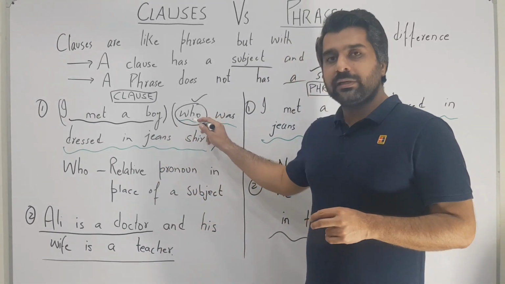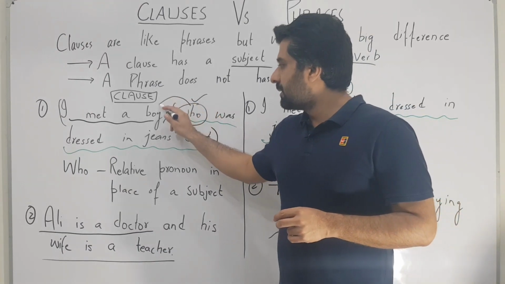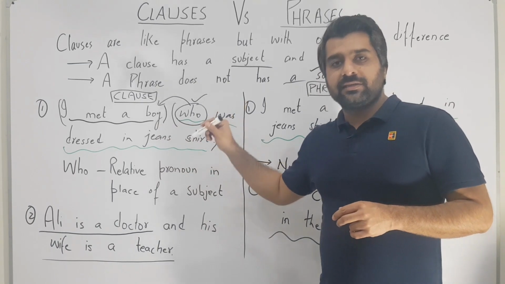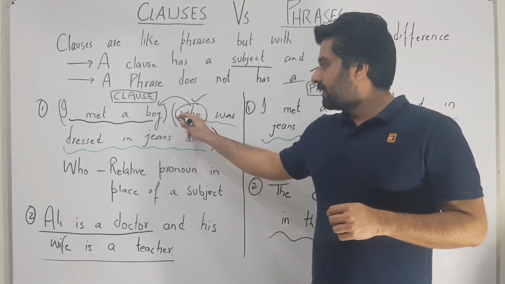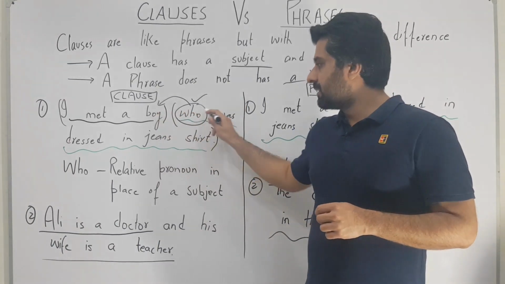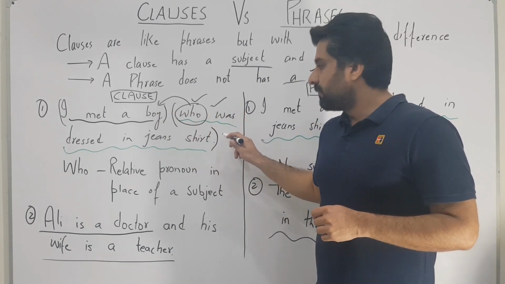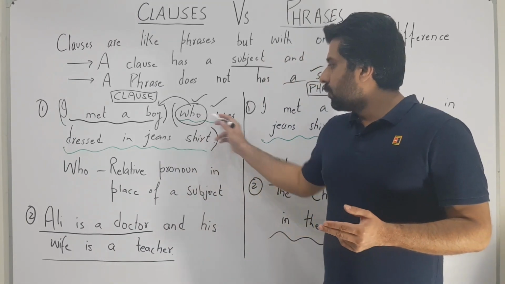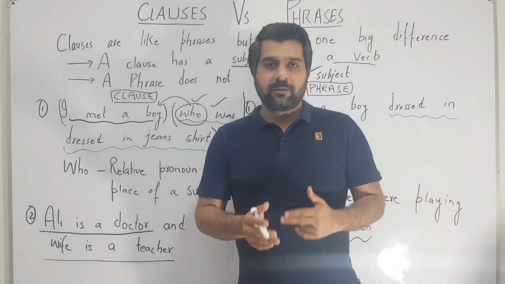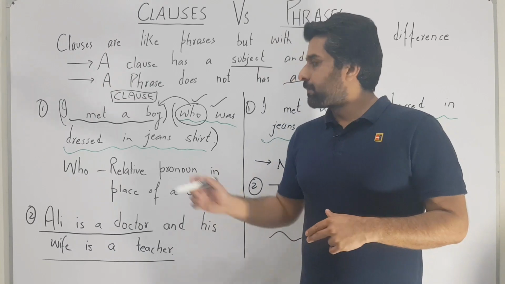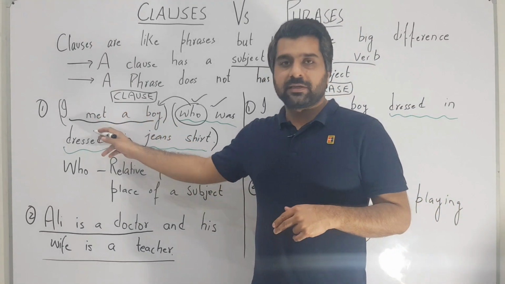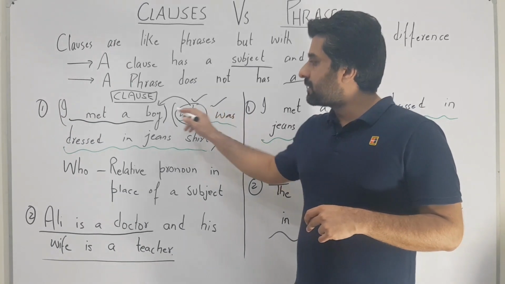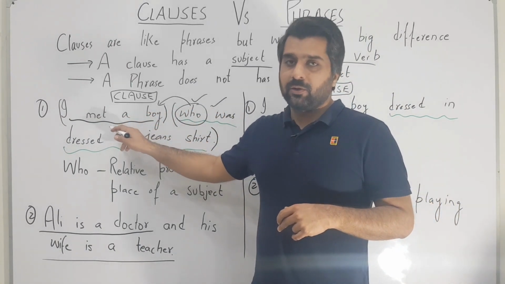Because this clause is dependent on this sentence to make sense. If you detach this clause from this sentence, this clause would fail to deliver the complete sense. Read it: who was dressed in jean shirt? It makes no sense if you do not attach it with this sentence. So this is a dependent clause, and this is an independent clause.